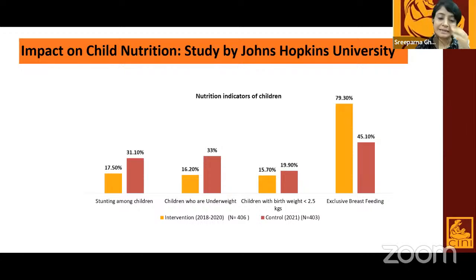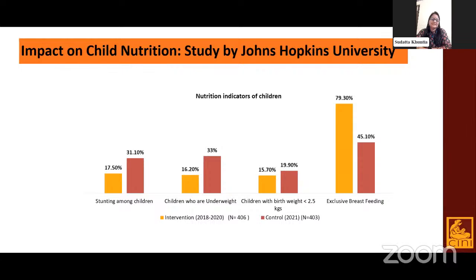And we can clearly see that in the intervention group, which is the yellow bar, and in the control group, which is the red bar, the prevalence of stunting and underweight has always been lower in the intervention group than the control group, and the low birth weight has also been addressed to some extent in the intervention group.